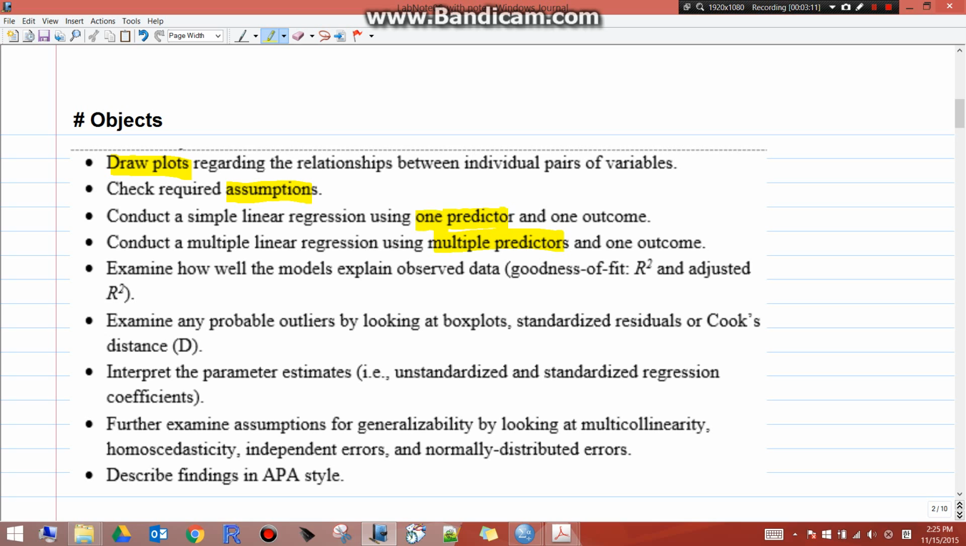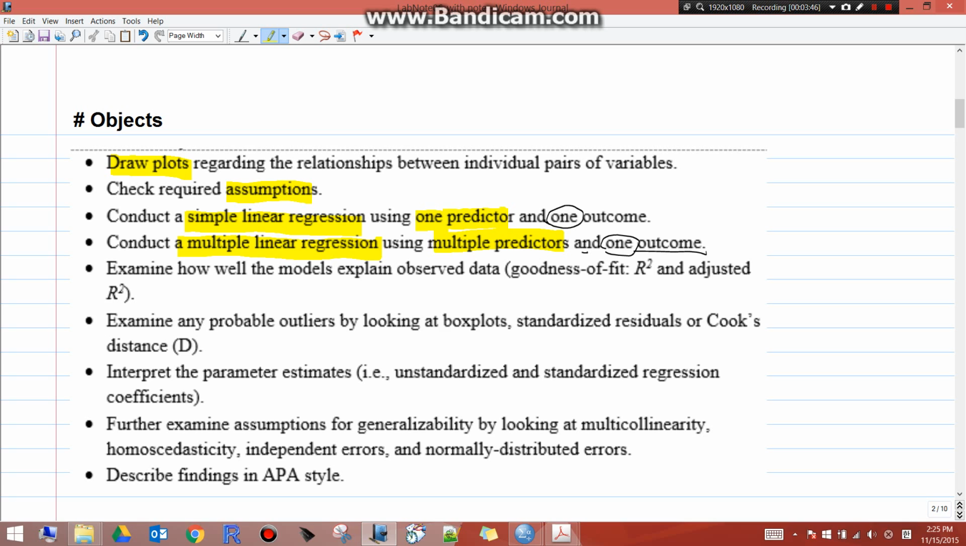If we use one predictor, we will call it a simple linear regression. And if we use multiple predictors, then we will call it multiple regression analysis. But one thing to remember is that there is always one single outcome, right? The basic concepts are almost the same across simple linear regression and multiple linear regression. The only difference is the number of predictors.